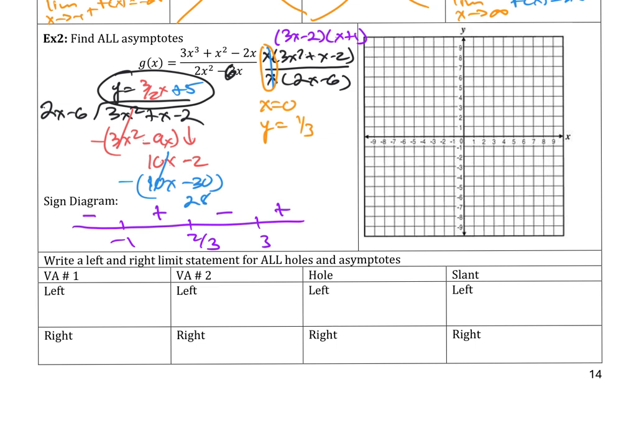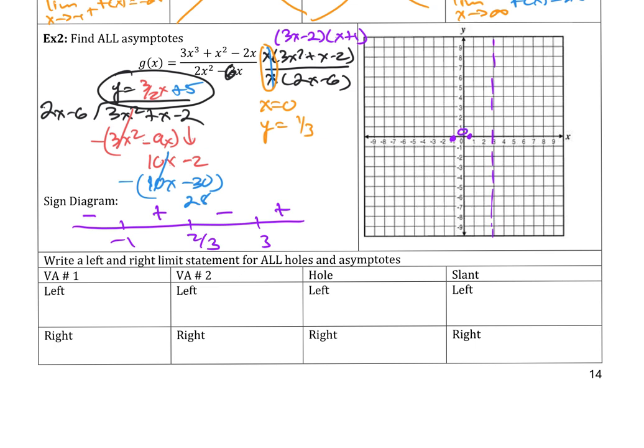Okay, we're going to go ahead and graph our parts here. I know that I have an intercept at -1. I have an intercept at 2/3, so it's going to be right around here. And I have a vertical asymptote at 3. I also know that I have a hole when x is equal to 0 of y equaling 1/3, so that's going to be right around there.